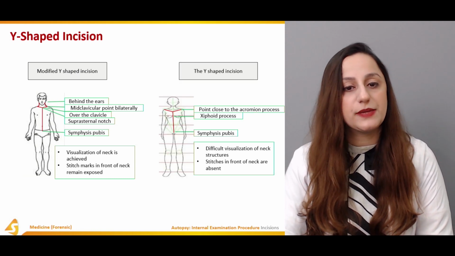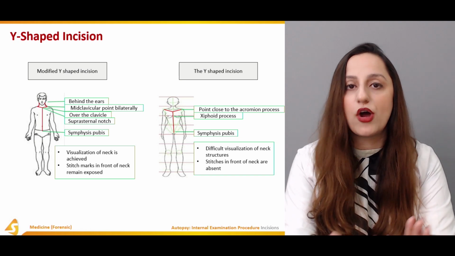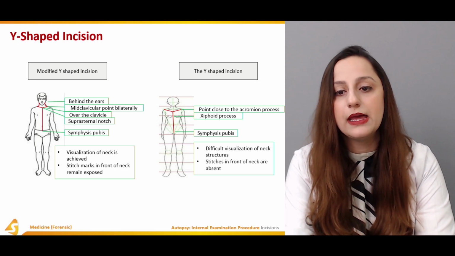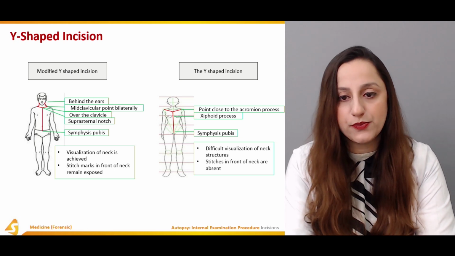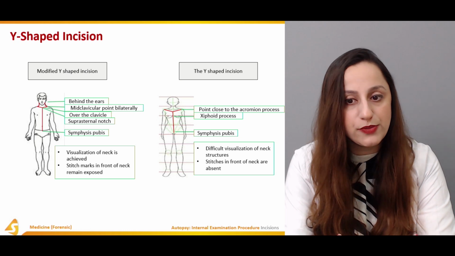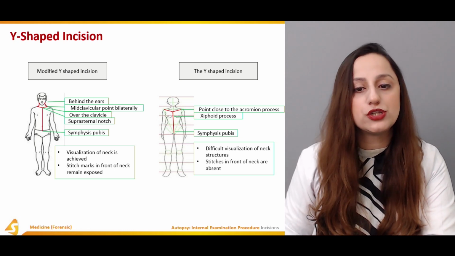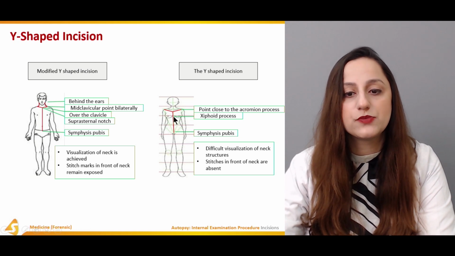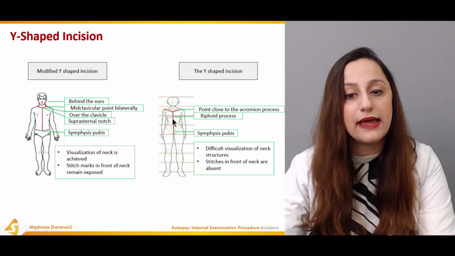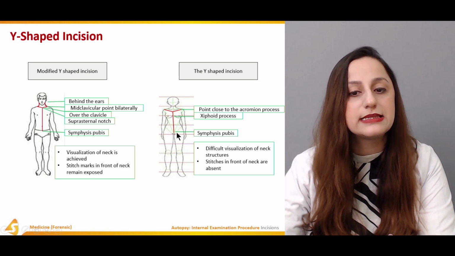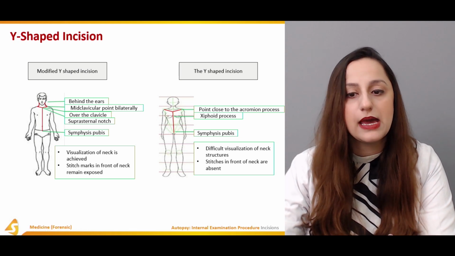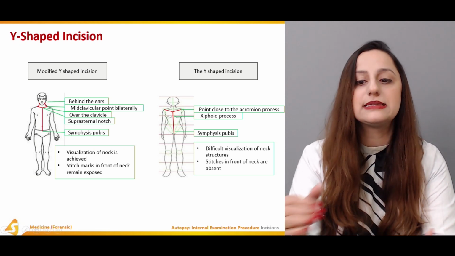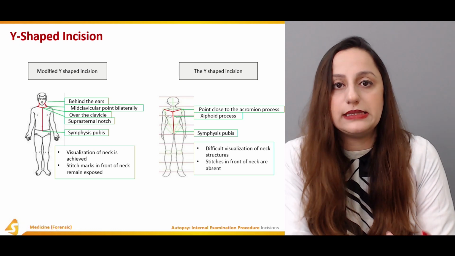Now, the first one was the modified Y-shaped incision, and moving on towards the Y-shaped incision, it starts off from a point close to the acromion process, moves on towards the xiphoid process over here, and further moves on towards the symphysis pubis. Now, there is difficult visualization of the neck structures, and stitches in front of the neck are absent in these cases.